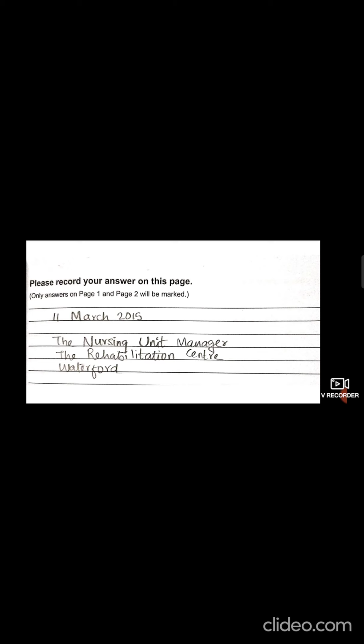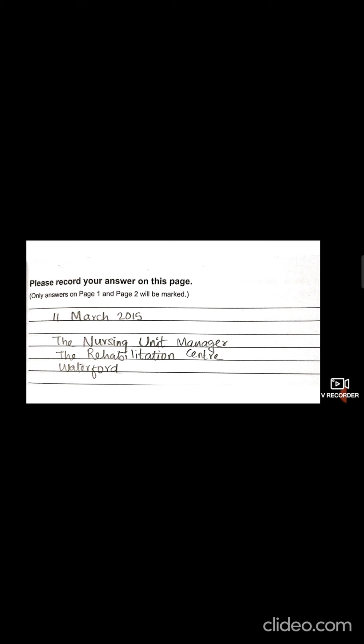Here I am presenting one example for this letter. So what we discussed in the question paper, this is what I wrote on paper as an answer. Let us see with the date. According to the question paper, I wrote the date. It's 11 March 2015, and the reader is the nursing unit manager, the rehabilitation center, Waterfall. Here is one thing you have to keep in mind: if a name is given, you can write Miss, Mrs, Mr, something like that.